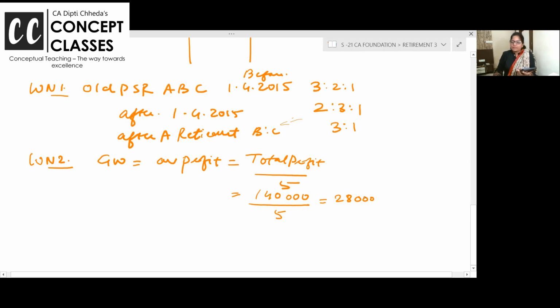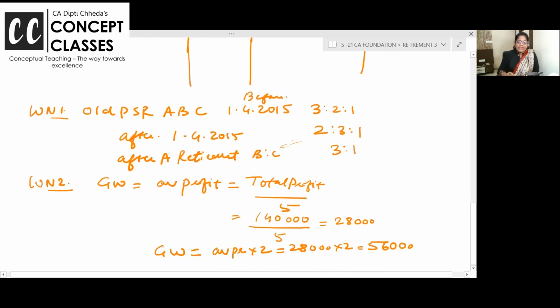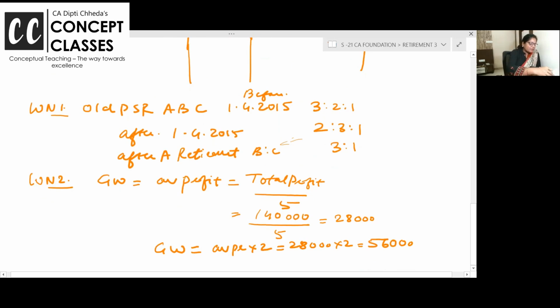28,000 is the average profit. And they said goodwill is 2 years purchase of average profit. 28,000 into 2, and that comes to 56,000. Now listen, dear students. Already goodwill is there in the opening balance sheet. Please see your opening balance sheet. 40,000 goodwill is there.